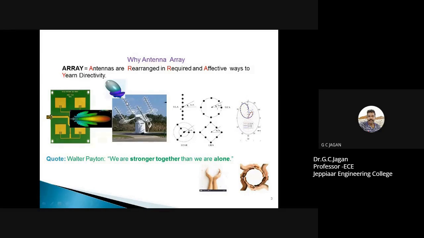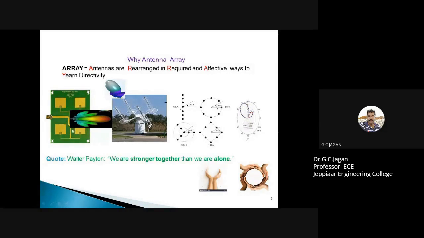Gain in the sense, directivity is highly directed towards a particular direction. In simple terms, we can say that antennas are rearranged in required and effective ways to earn directivity. Here more number of antennas are combined and their radiation is also combined to get better directivity and better gain in a particular direction. In the diagram, you can see some examples of these arrays. The first diagram shows an array of microstrip patch antennas.